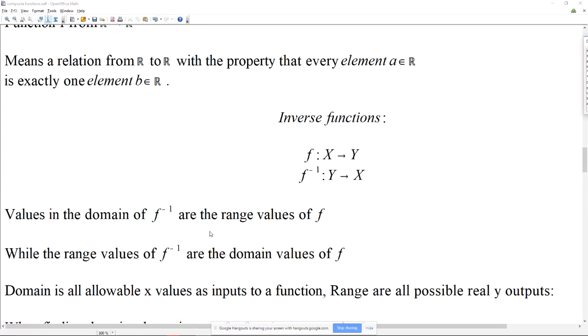So the values of the domain of this inverse are actually the range of the values of the function, and then the range of the values of the inverse are the domain values of the function. So basically, the domain is the input, the range is the output, and this is just saying that the input of the inverse function are now the range values of the function, and the other way around.